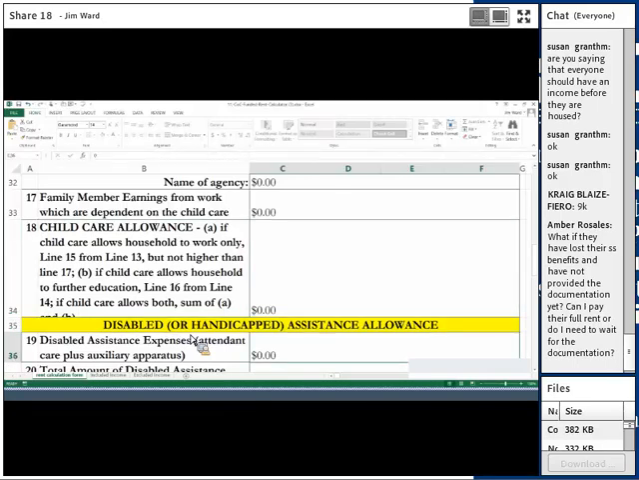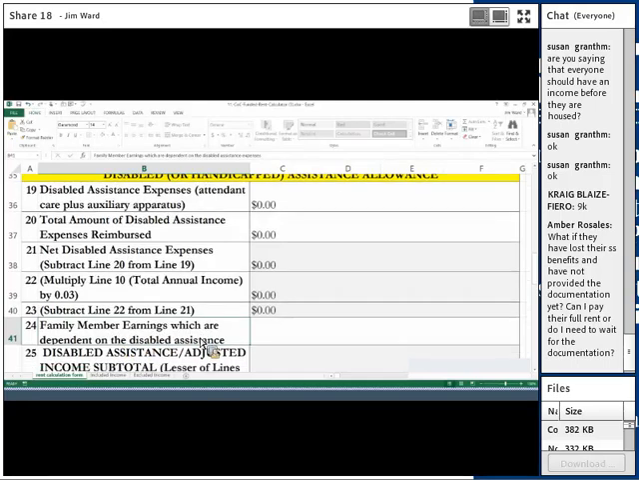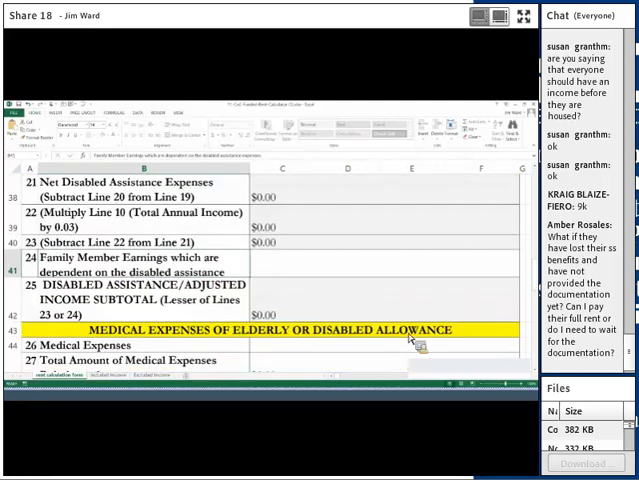worksheet. The same applies for disabled or handicapped assistance allowance, right? If there's a disabled family member, in order for a participant to be able to claim some allowance here, the cost that they would have to pay would be enabling another family member to work, right? So somebody's earnings would have to be dependent on the disabled assistance.